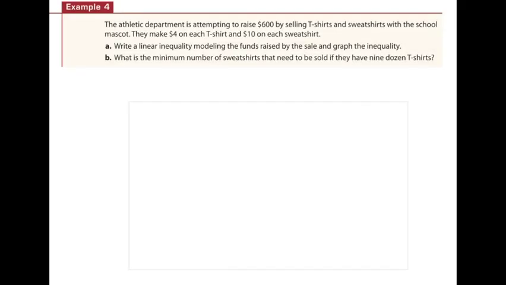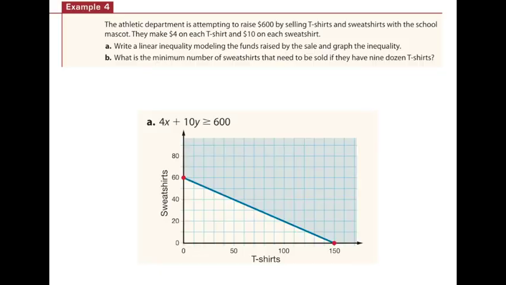Very often they will use word shading for word problems because they're trying to say, I could mix and match and do this or that. In this example, they said the athletic department is attempting to raise $600 by selling t-shirts and sweatshirts. They're charging $4 per t-shirt, $10 per sweatshirt. And so they want us to model it. And you can see that they set this up. $4 per t-shirt plus $10 for sweatshirt is going to be at least $600. All right, so they have t-shirts and sweatshirts. So instead of an X and a Y, they have a t-shirt here, a sweatshirt here.